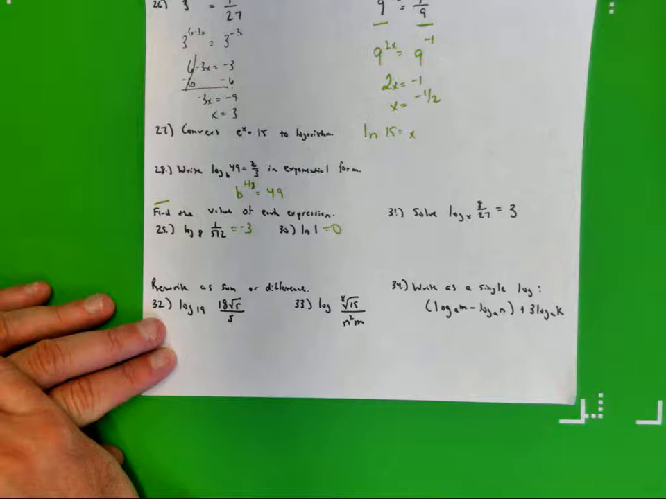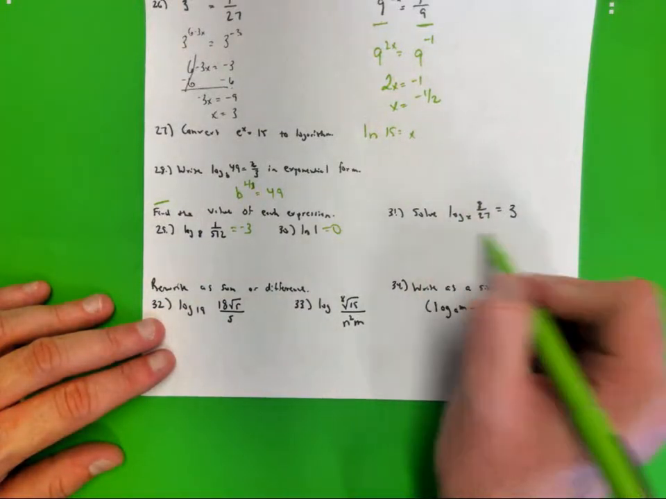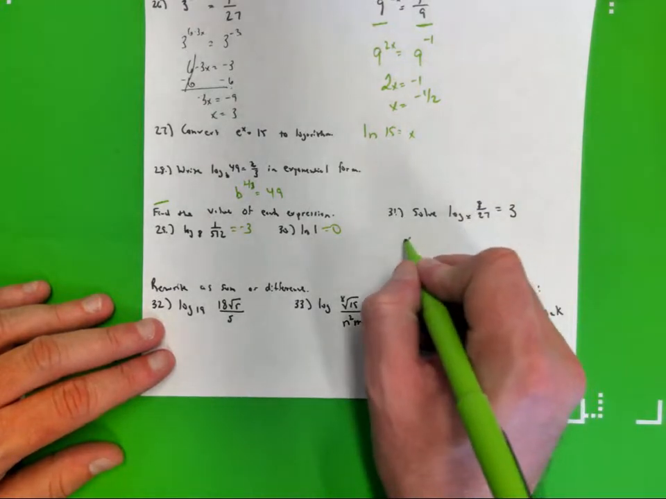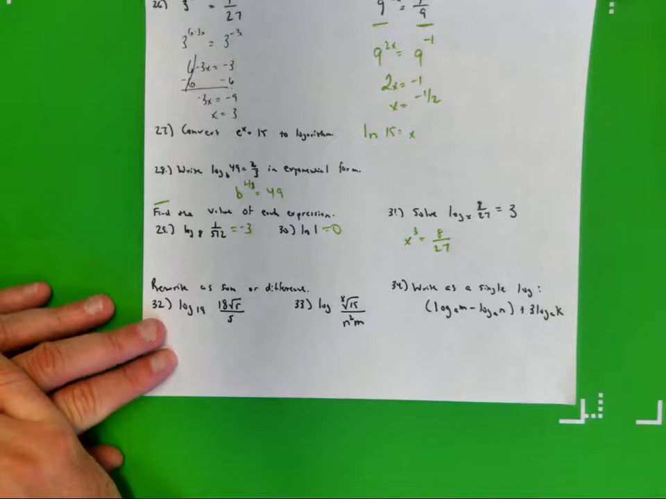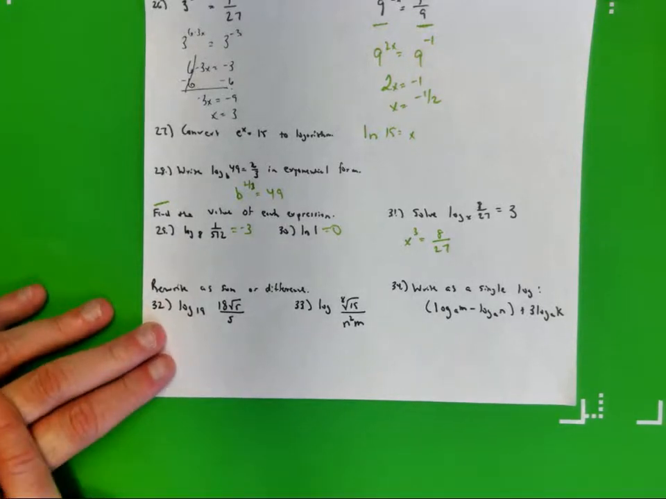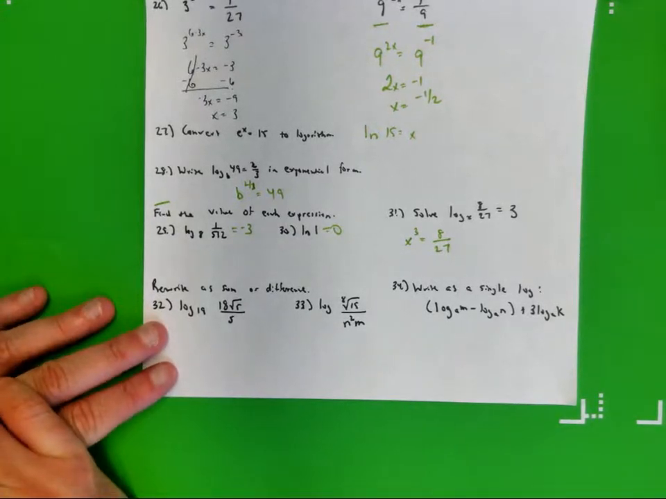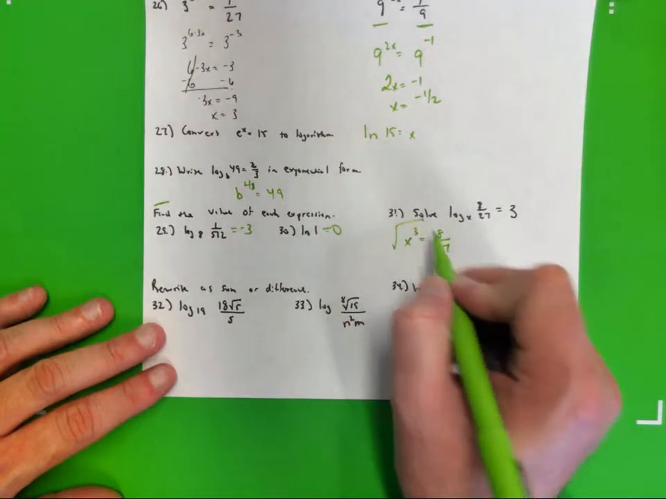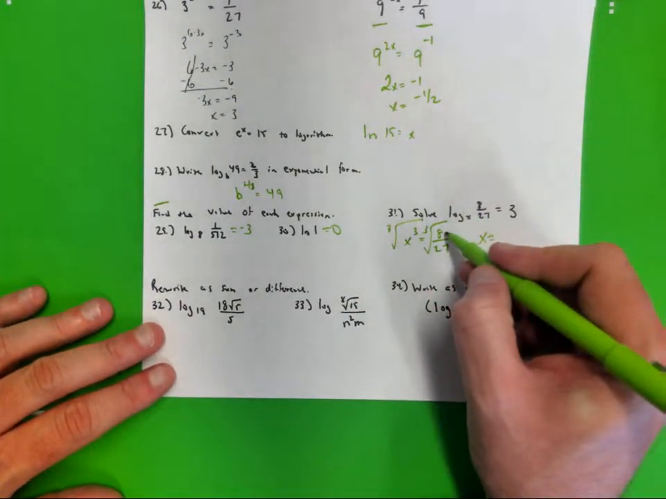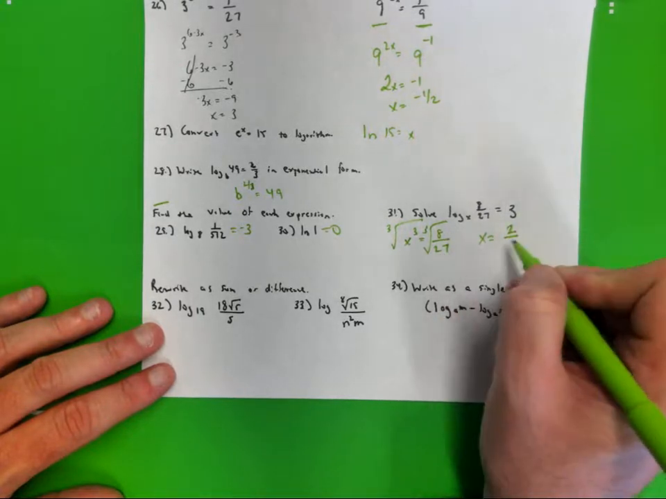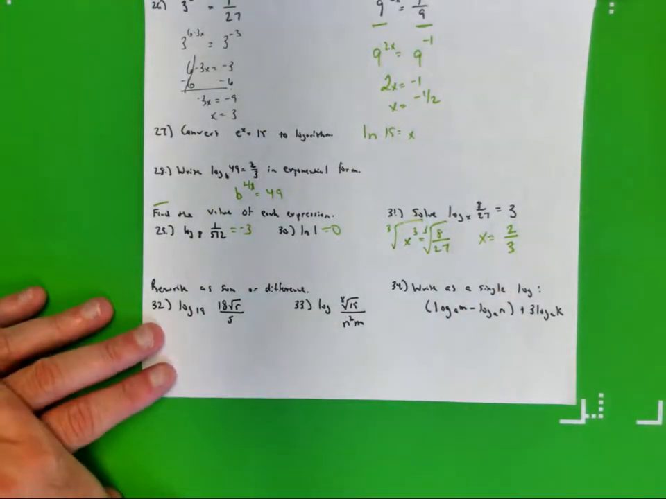We want to solve this problem right here. Log base x of 8 over 27 equals 3. So it's in logarithmic. I'm going to put it in what form? Exponential. So I get x cubed equals 8 over 27. How do I get rid of that cube? Take the what? Take the cube root. What's the cube root of 8? What's the cube root of 27? There's your answer.